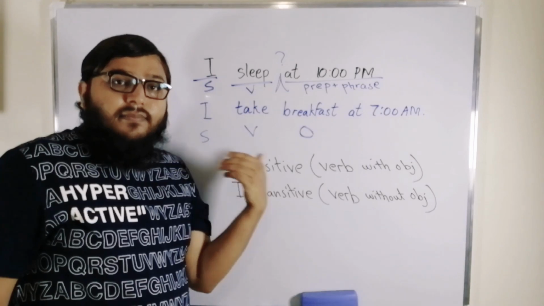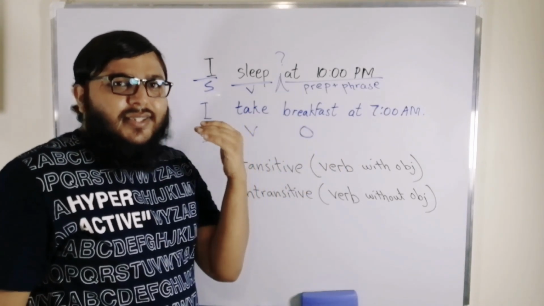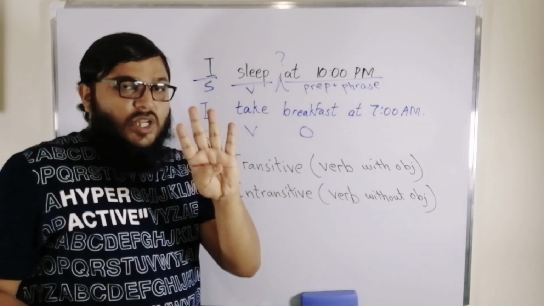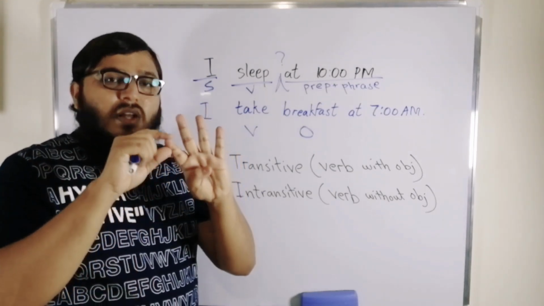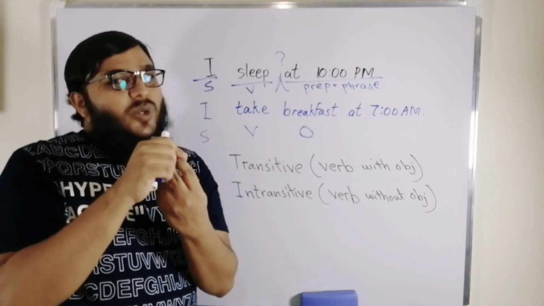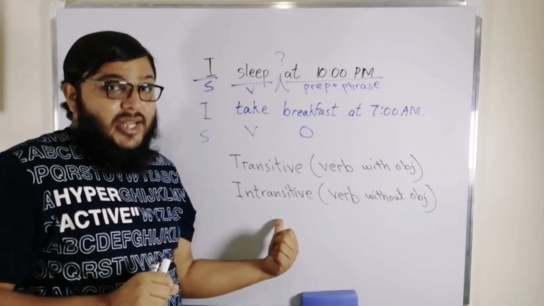Okay, so how many kinds of verbs are there? We have learned until now 4 different kinds. To just wind up with you, the first kind we learn is regular and irregular. Then we learn transitive and intransitive.